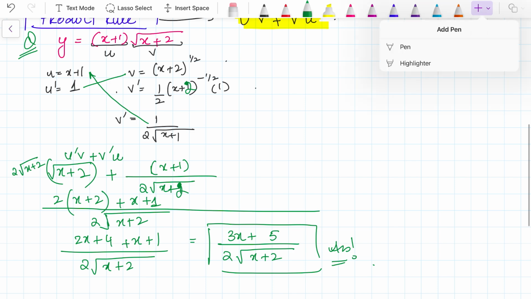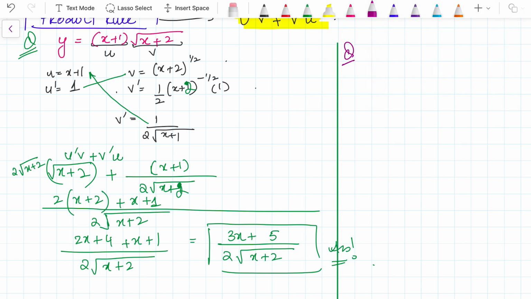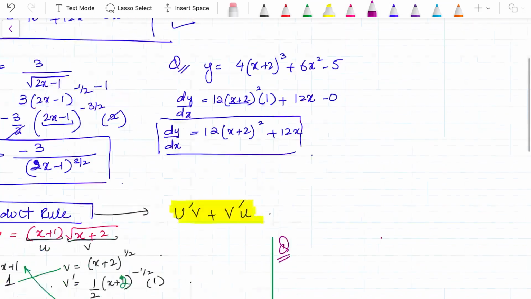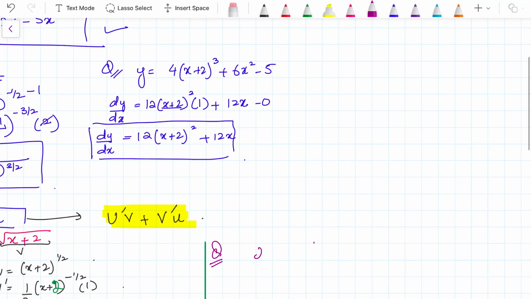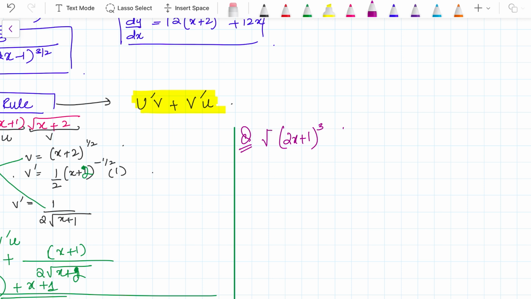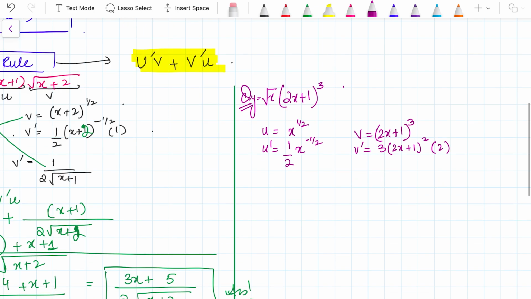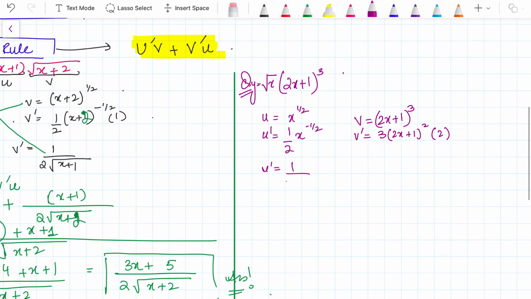Now let's do one more example. Second example. Now u is x to the power half, v is 2x plus 1 to the power cube. U bar becomes power comes down, subtract 1 from the power. Power comes down, subtract 1 from the power, and the differential of the inside expression is a 2. U bar is 1 upon 2 root x.